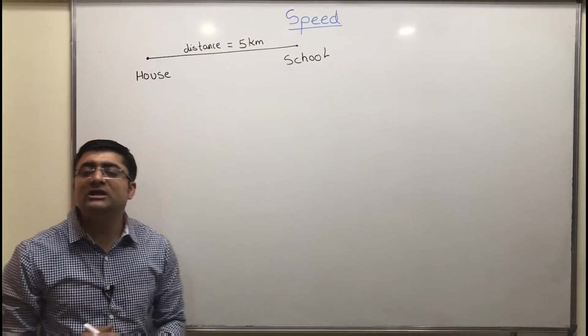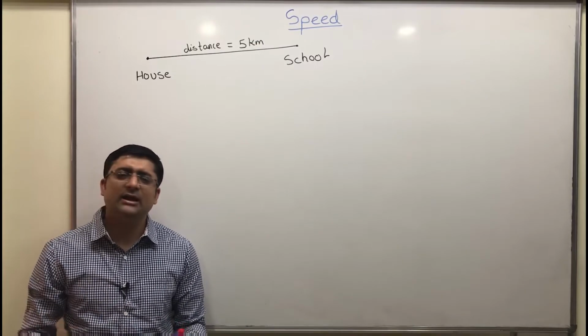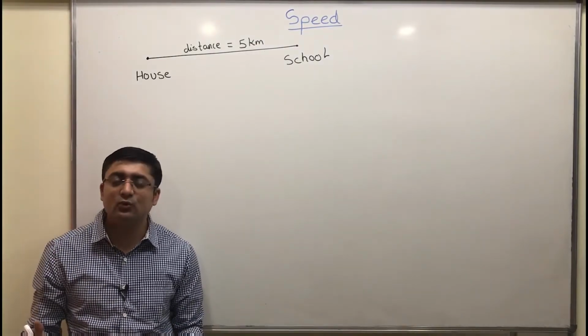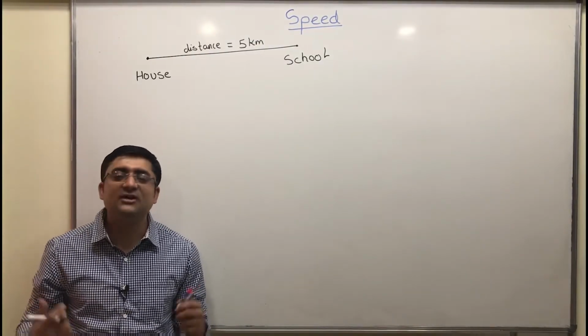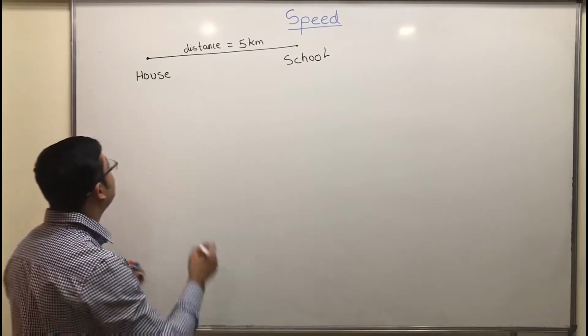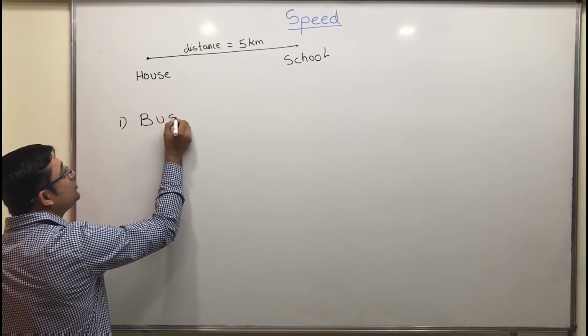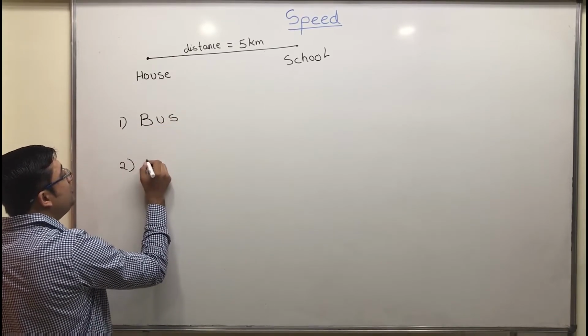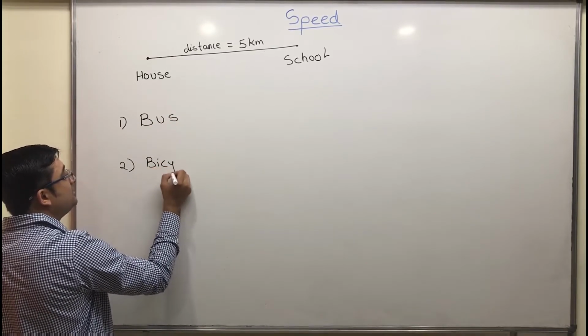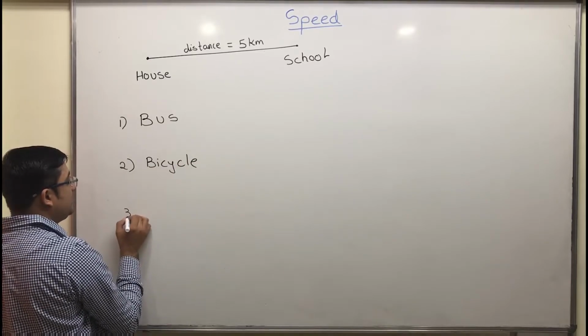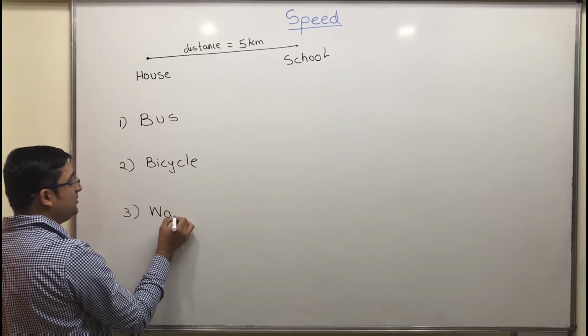Now, there are multiple ways by which you can go from your house to your school. Let's say we'll take 3 ways. You can go by the school bus, or you can go cycling with your friends, or you can walk with your friends. So let me write down the 3 ways. Option number 1 is you can take a bus to go to school. Option number 2 is you can bicycle with your friends. And option number 3 is you can walk with your friends.